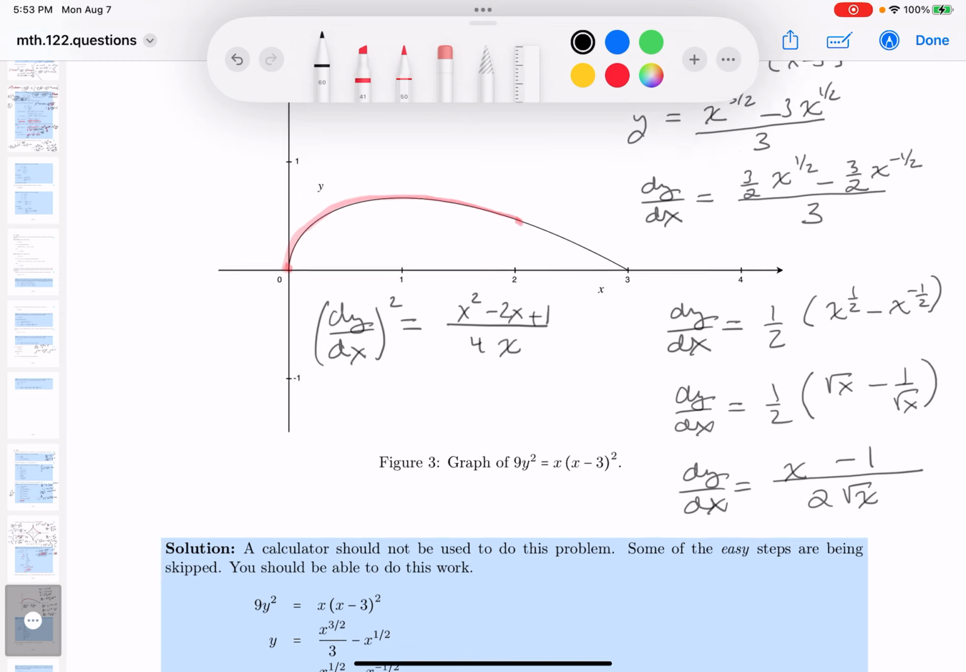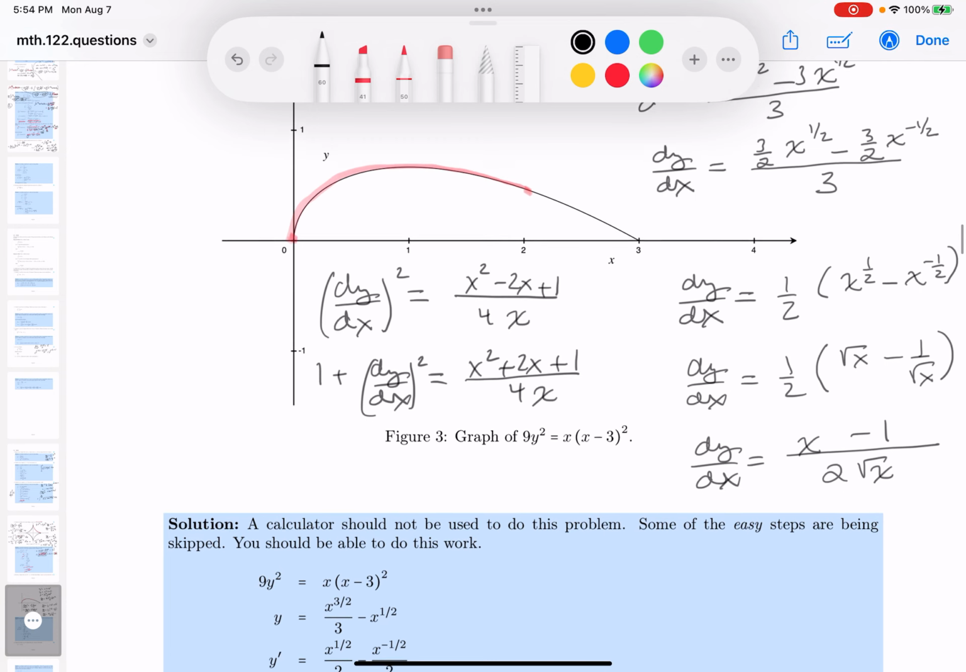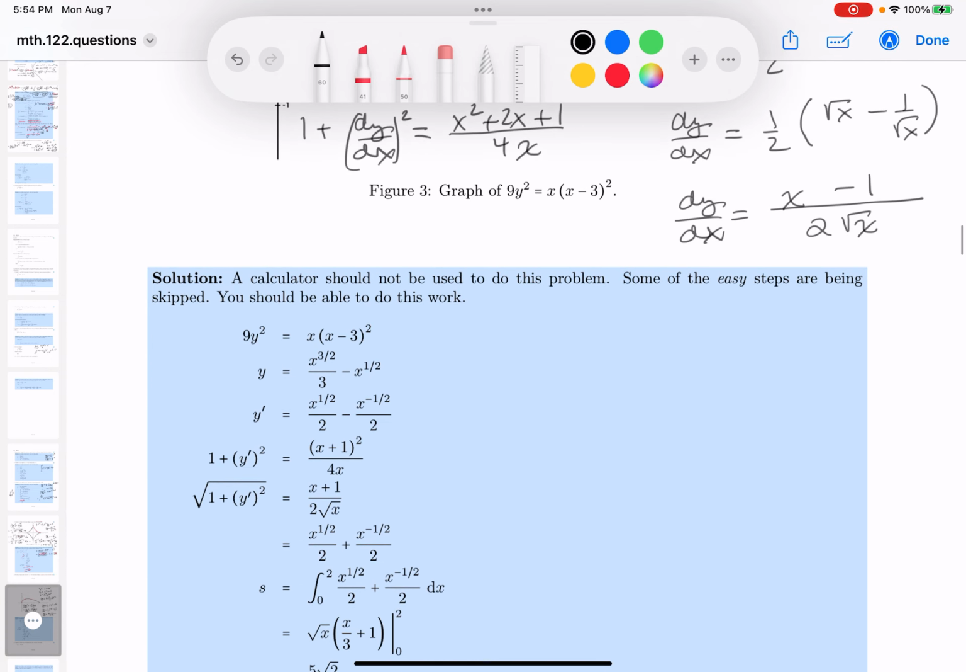Now, I have to do 1 plus that now. So I'm going to write that down. 1 plus dy dx squared. Well, it's relatively simple to do. Count that in 4x, and then you get x squared plus 2x plus 1. All right? So I'm going to say so far, so good. What I need to do now, write the integration down. Let's put that down for you, and I'll put this over here.